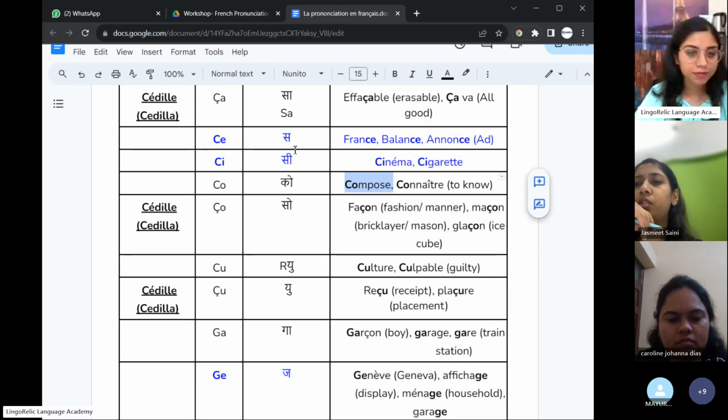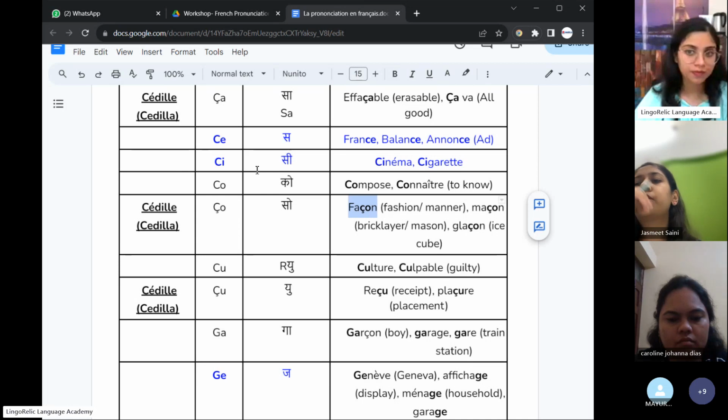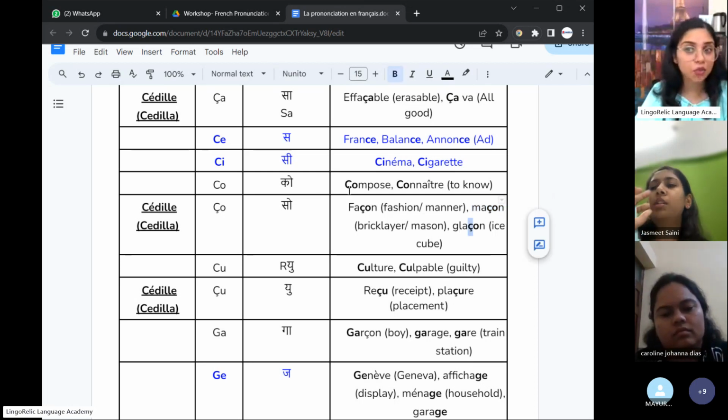Compose. Connaître, which is to know, a verb. Whereas for "ço", you have the S sound here. For example, façon. I'm not saying "facon", I'm saying façon, fashion or manner. I'm saying maçon, which is a mason or a bricklayer. I'm saying glaçon, not "glacon", it's glaçon, which is ice cube.